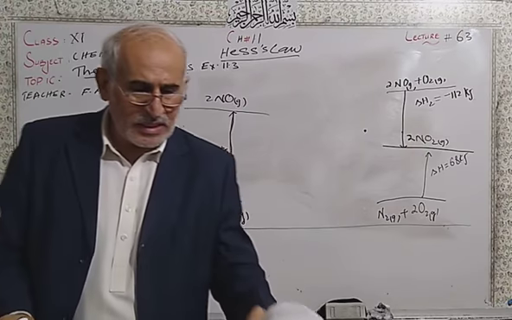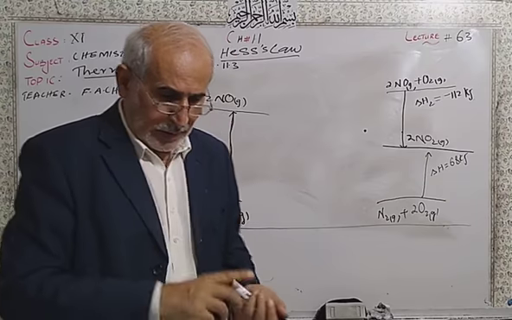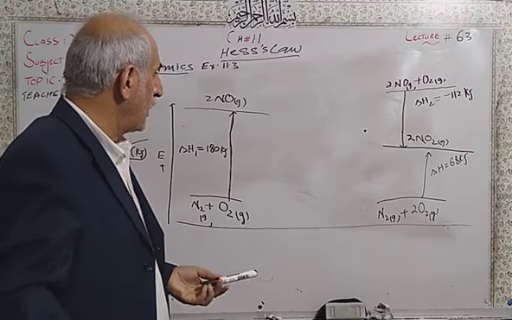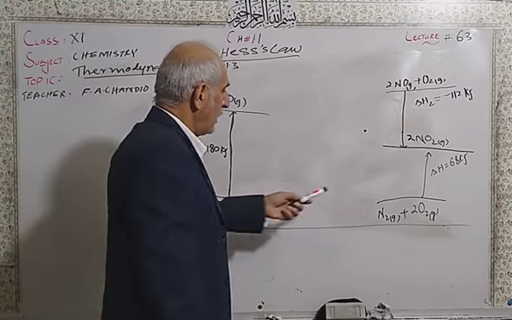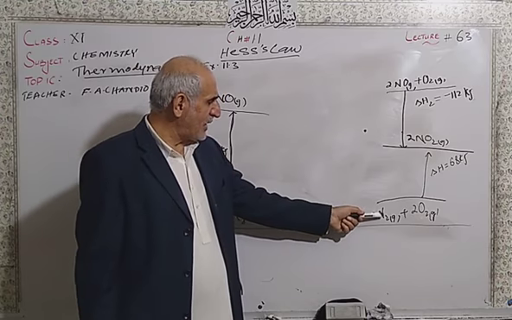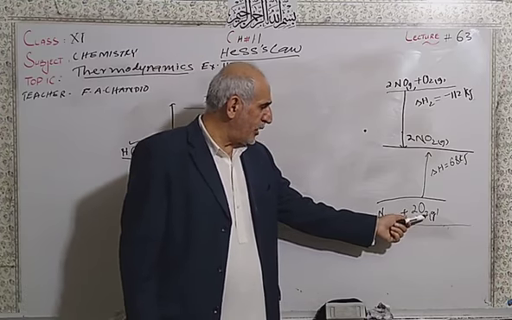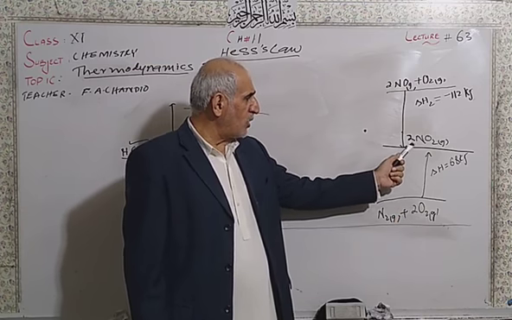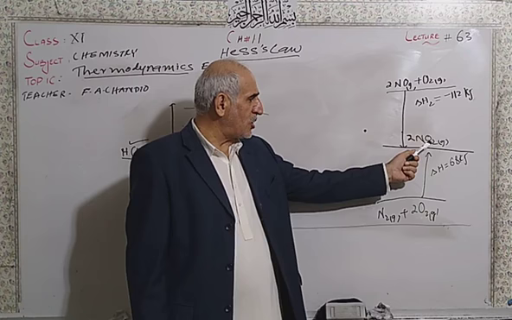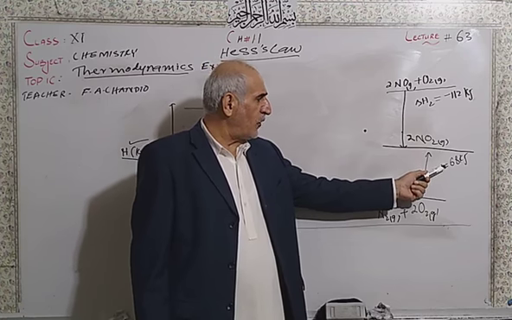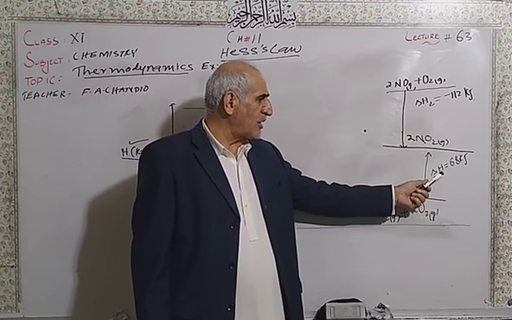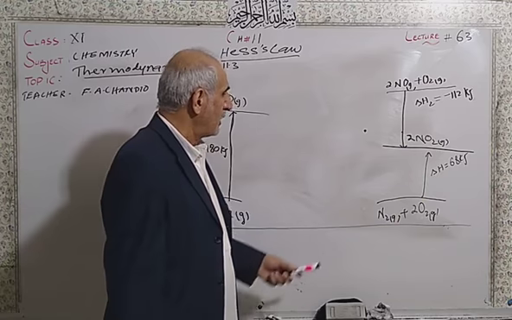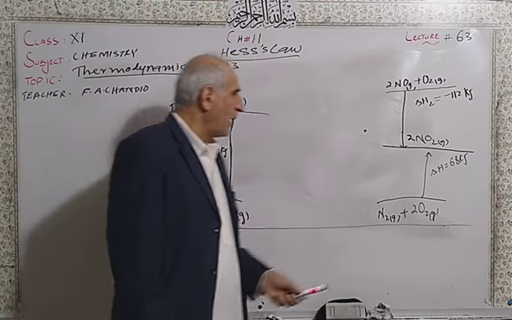So the sum of these 2 steps gives 68. This is the initial state when 1 mole of nitrogen and 2 moles of oxygen react to give 2 moles of nitrogen dioxide, and the total amount of energy absorbed is called delta H. This is a change in enthalpy.